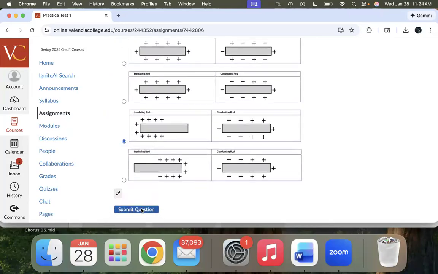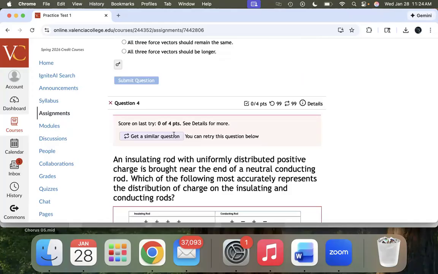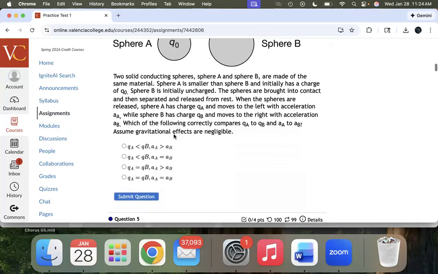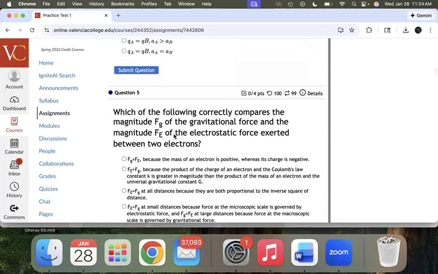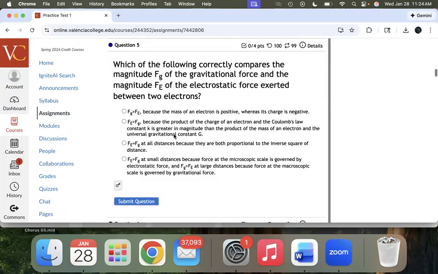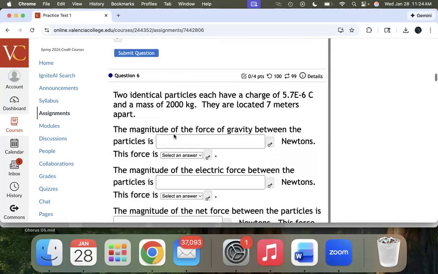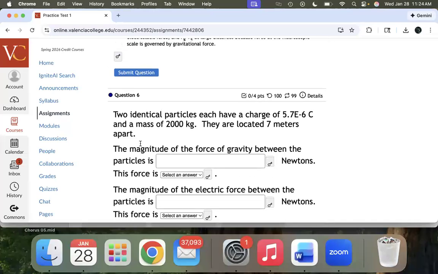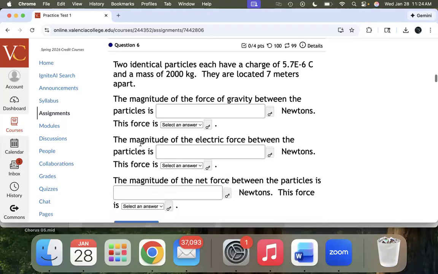Let's see if there are different versions. I don't remember. Yeah, so there are a couple different versions of that one. Definitely know how to do these, when you've got two particles and you want to calculate the force between them. We're just using Coulomb's law here. You're going to have a bunch of Coulomb's law type problems.